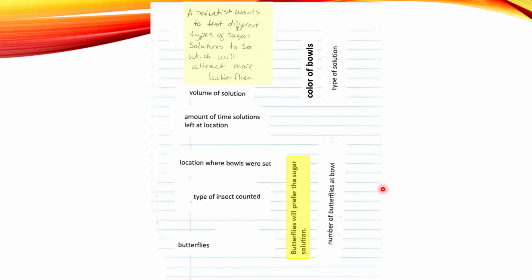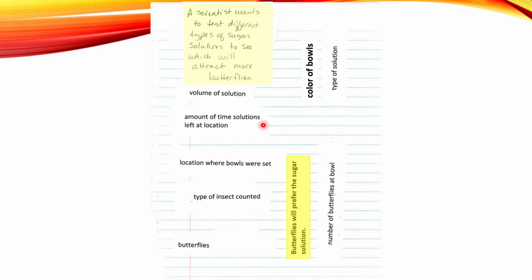Next, control variable, things that we want to keep the same. So if we set out different solutions, we want them to be in the same color bowls. If I put one in a white bowl and one in a red bowl, that might affect the results. So we want to keep that the same. We want to keep the volume of the solution that we put in the bowls the same. If one bowl has a drop of solution in it and another bowl has a gallon, then that might affect our results. So we want to keep that the same.